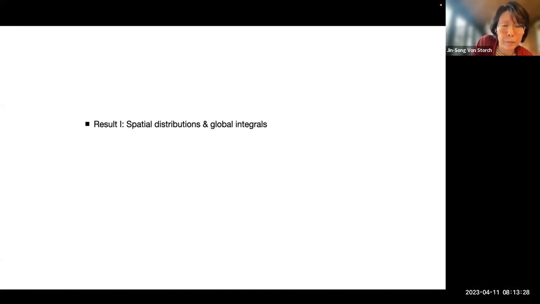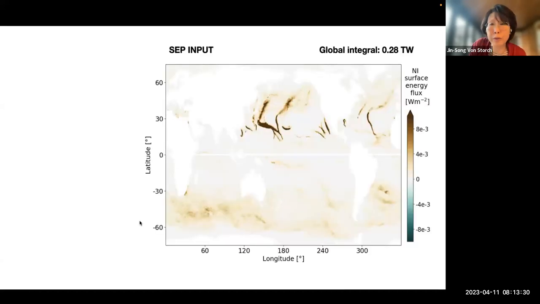Okay, so coming to the results, the first one shows the distribution of power input during the September period. The global integral, as you see, is 0.28 terawatt, so it's at the low end of the studies. Basically, you have a similar picture as you had before from other estimates.